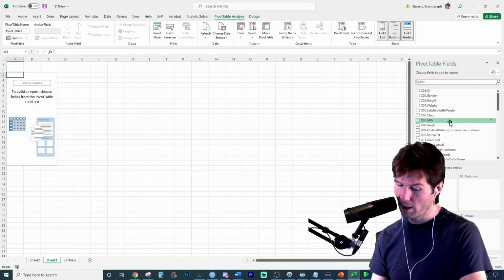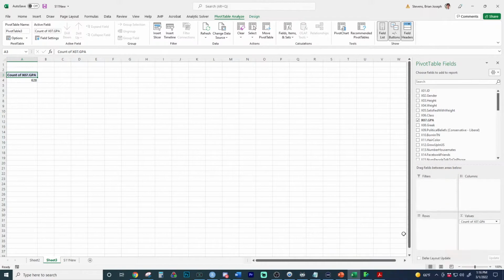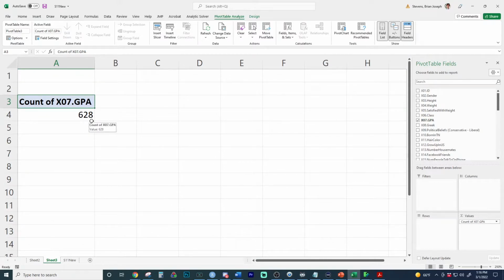We're going to put in GPA right here. And I'm going to drop GPA down to here into the values. I'm going to disappear so you can see what I did. And I put GPA into values, and this is where the rounding begins. This right here doesn't need rounding, but it's the sum of the GPA.